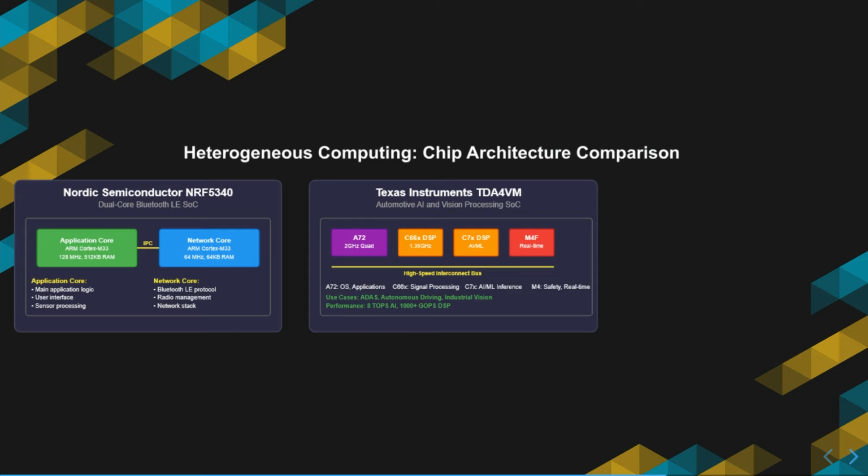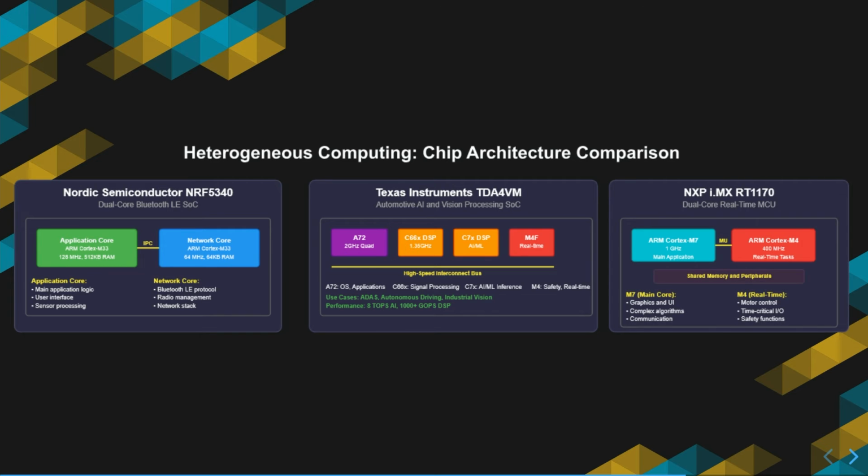Finally, we have the NXP i.MX RT1170. Now this is a dual core real-time controller. The M7 core runs at 1 GHz and handles graphics, complex algorithms, and communication. The M4 core runs at 400 MHz and handles motor control, time-critical input-output, and safety functions. They share memory and peripherals and communicate through a messaging unit.